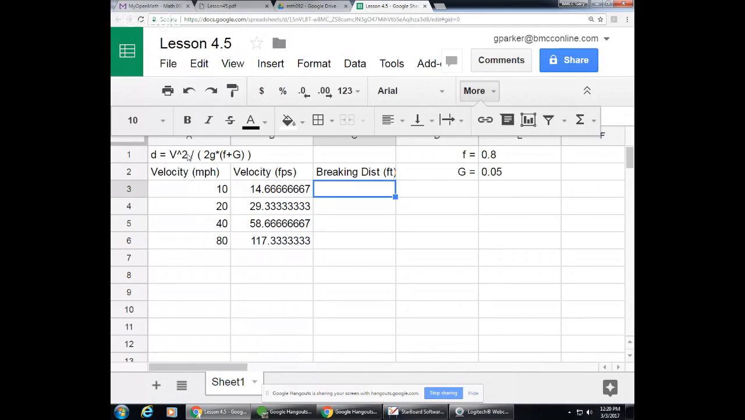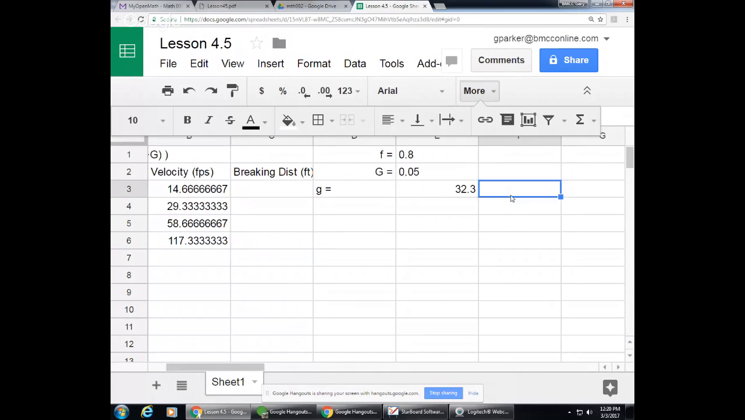Braking distance is where I have to do my crazy formula. Another thing I need to know is little g, which was given in the previous worksheet. That's the acceleration due to gravity, and in feet per second squared, that is 32.2-ish. We'll talk more about that later.